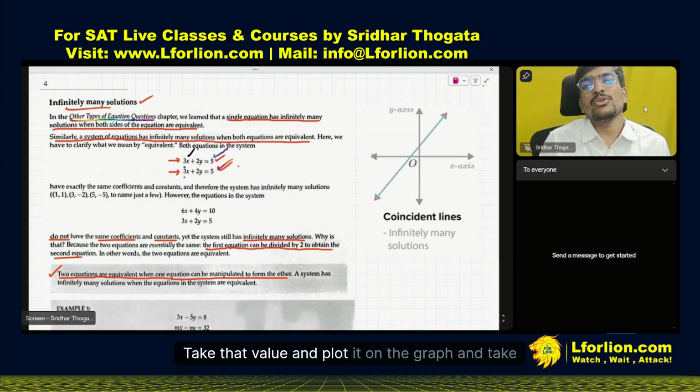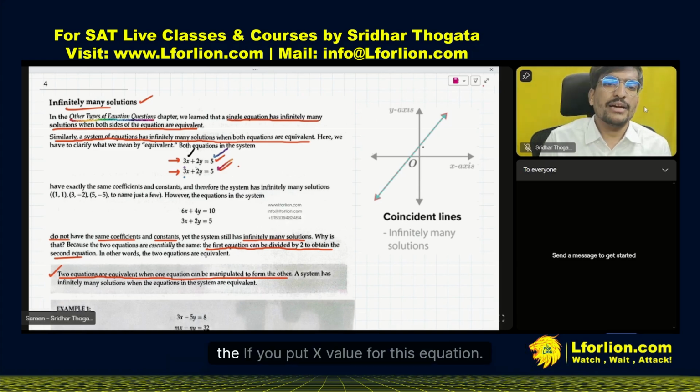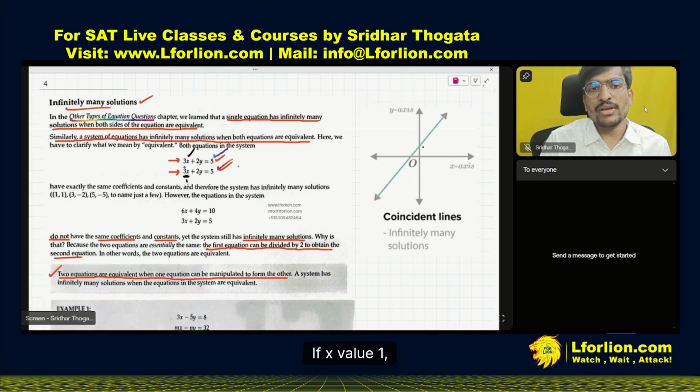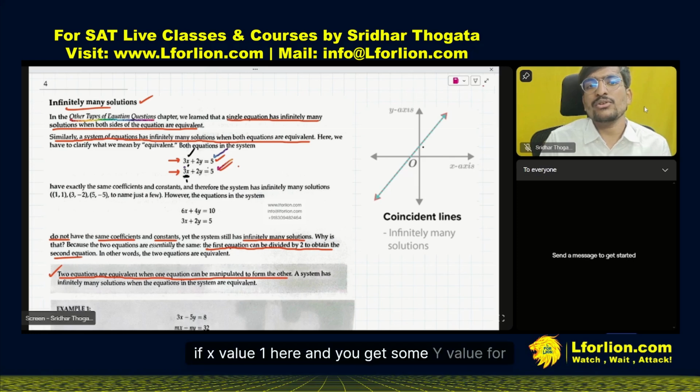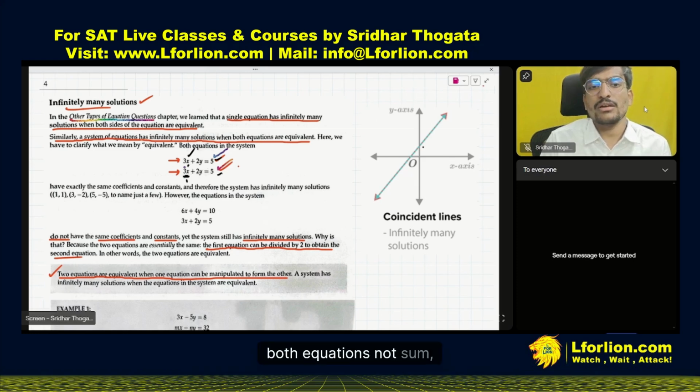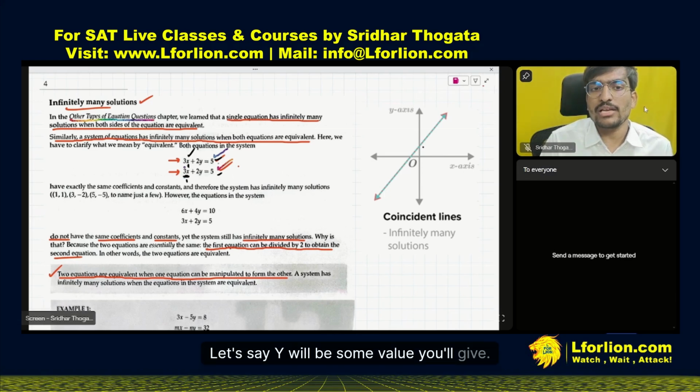Take that value and plot it on the graph. If you put an x value, say x = 1, in this equation, you get some y value for both equations. You'll get the same y value. If you take x = 1 here, you'll get some y value, and you'll get the same value of y for this equation as well.